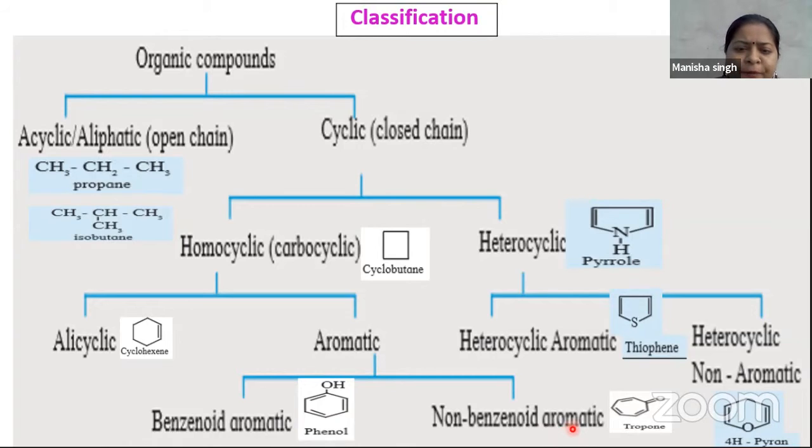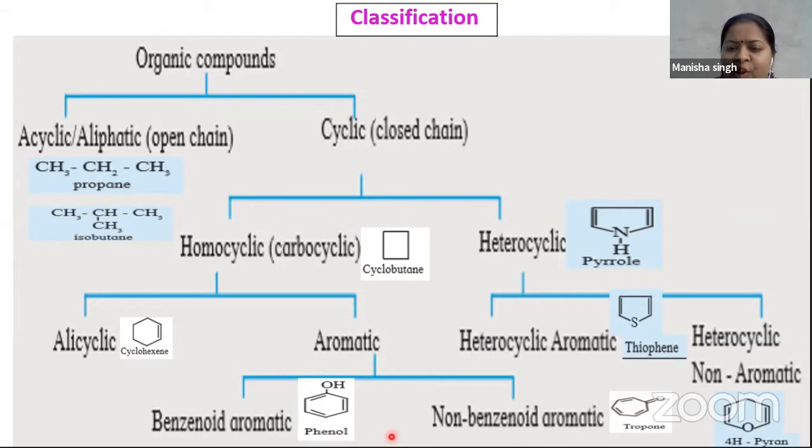So you must be familiar with the compound benzene. So the compound which contains benzene and it is aromatic, then it is known as benzenoid aromatic. मतलब उसमें benzene ring भी है, उसमें aroma भी है. So that is known as benzenoid aromatic. So example is phenol. So phenol में you can see the benzene ring है phenol में, and aroma is also there. So it is example of benzenoid aromatic.